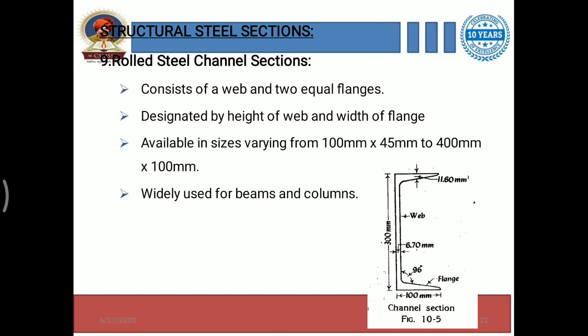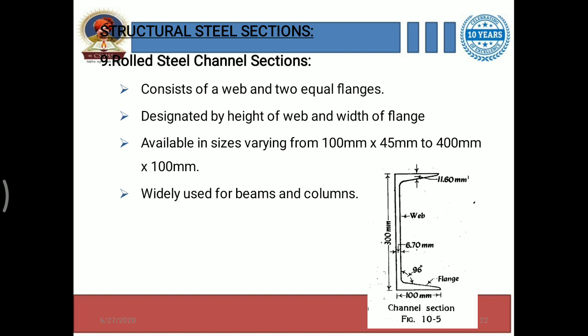Then the next structural steel section is the rolled steel channel section. Now the rolled steel channel section consists of a web and two equal flanges. You can see here in the diagram there are two equal flanges. Now always remember that the horizontal part is flange, and the vertical part of the T or channel is always web.